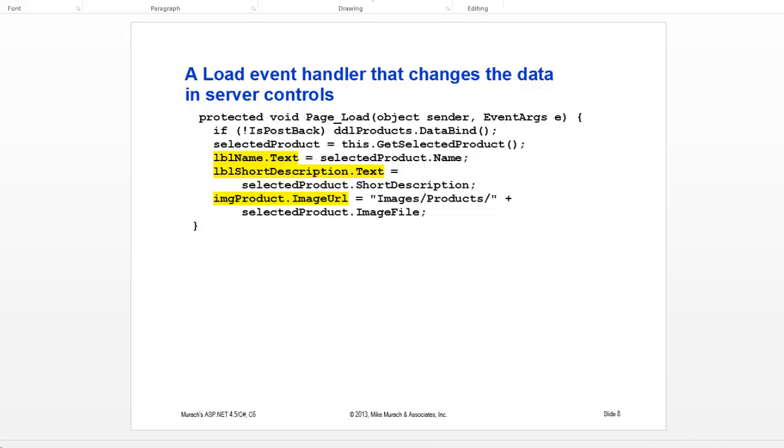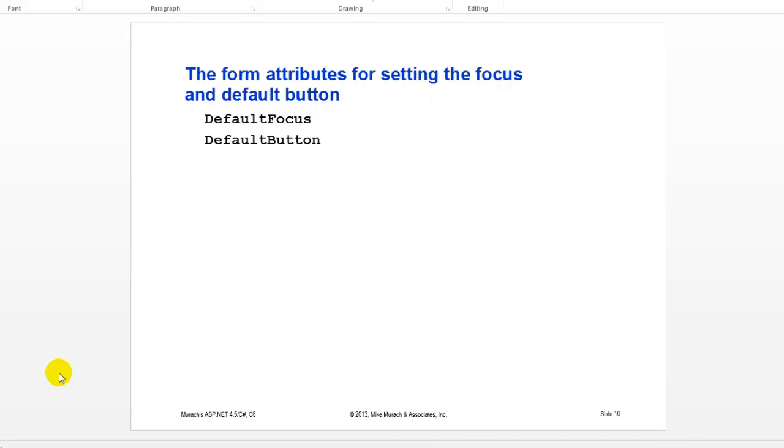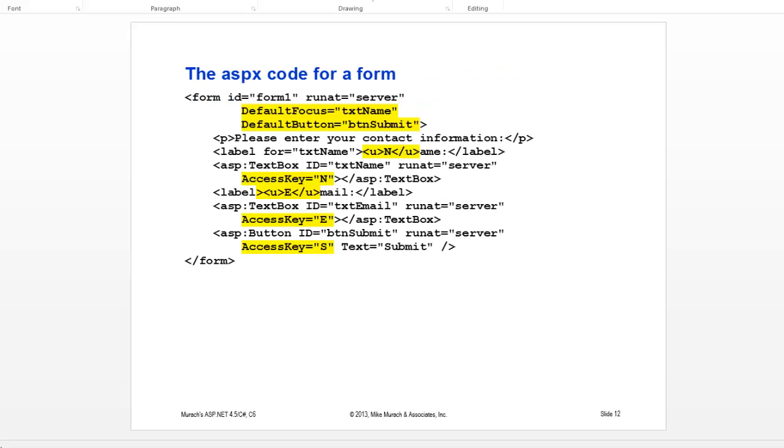So the next thing that we'll look at, the form attributes for setting the focus and the default button. A default focus sets the focus to the control that's identified, and then the default button sets the default button to the button that's identified. So you might think, well, what does that mean? Well, default focus, when you set it in the form, which I think we'll see in just a second, right here, default focus sets it to txt name. So that means that the insertion point will blink inside of the txt name field, which happens to be the first field here.